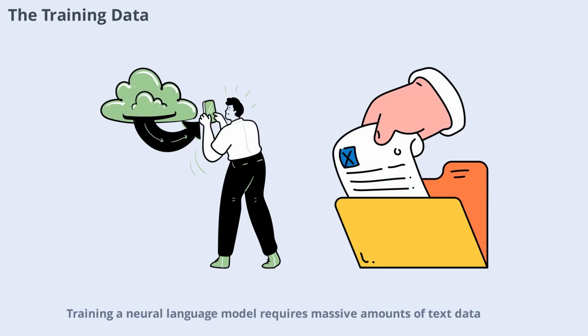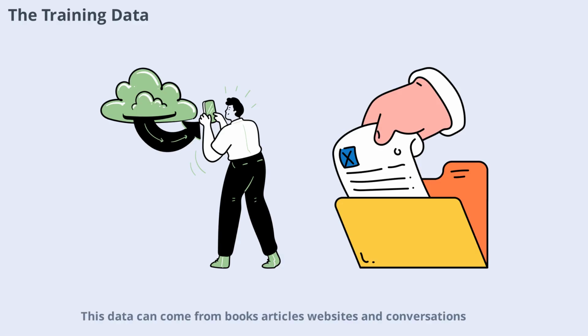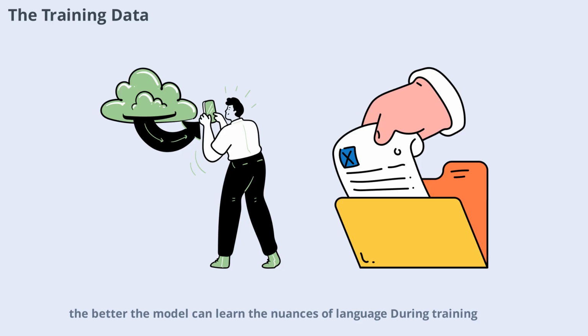Training a neural language model requires massive amounts of text data. This data can come from books, articles, websites, and conversations. The more diverse and extensive the dataset, the better the model can learn the nuances of language. During training, the model reads through this data, learning grammar, vocabulary, and context. High-quality data is essential, as it directly impacts the model's ability to generate accurate and meaningful language. Let's explore how this data is prepared and used in the training process.